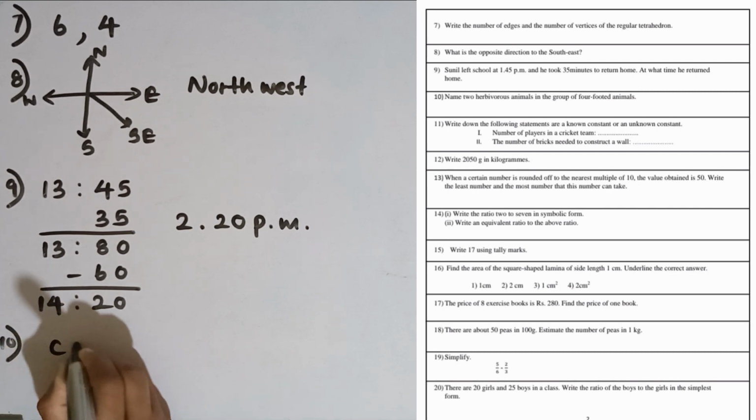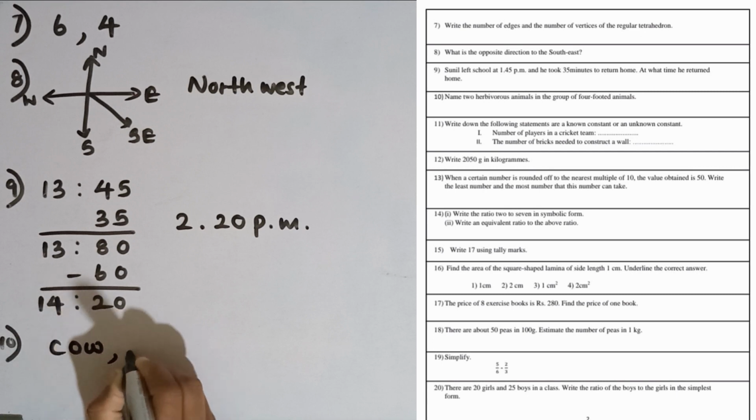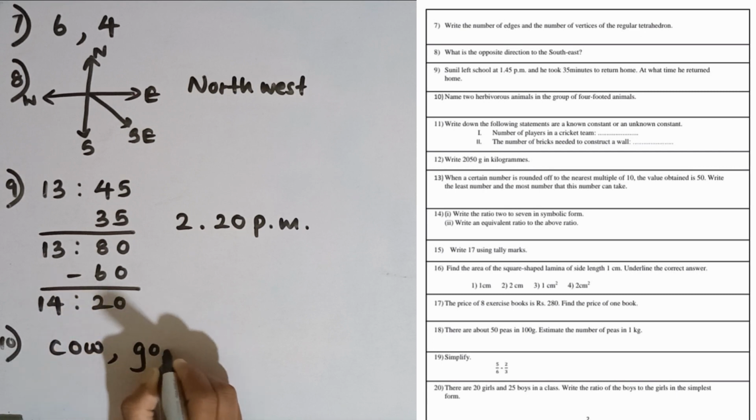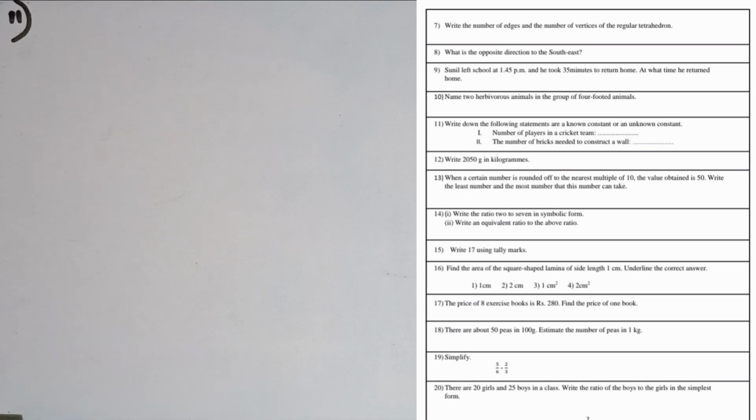Then question number 10. Name two herbivorous animals in the group of four-footed animals. We can take the cow. Cow is a herbivorous animal. Then goat. Goat is also a herbivorous animal with four feet.